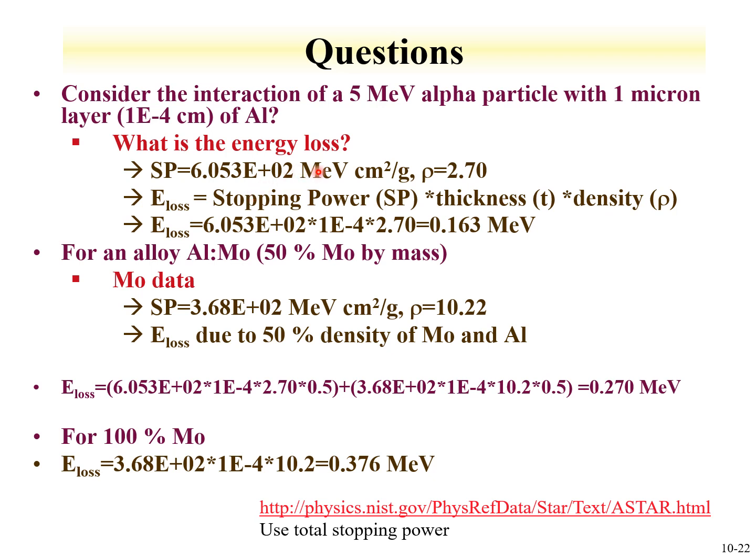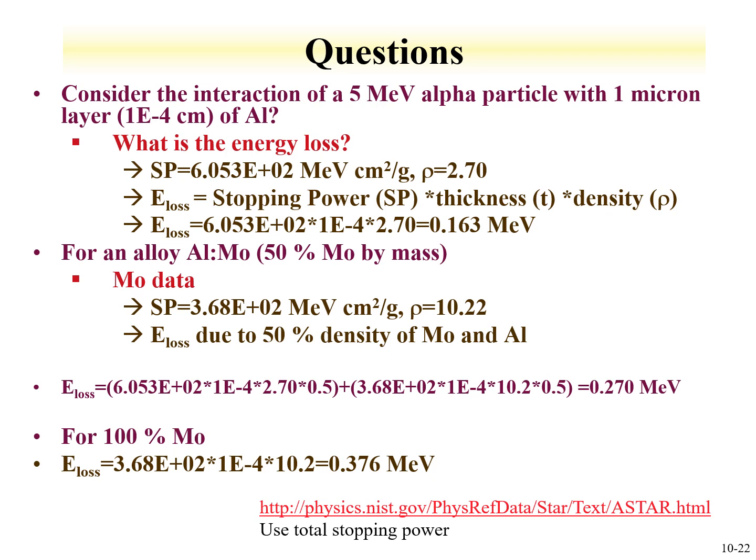Plugging this into the equation, stopping power here, density here, and a thickness of 1 micron, so 10 to the minus 4 centimeters, we get an energy loss of a little over 0.1 MeV, so 0.163 MeV is the energy loss from the 5 MeV alpha particle that traverses 1 micron of aluminum.